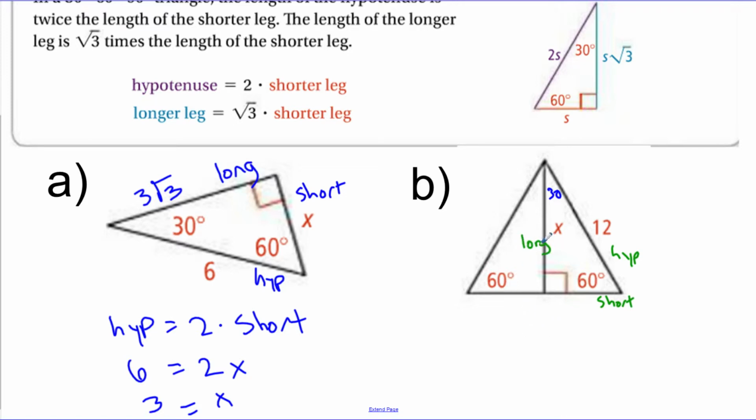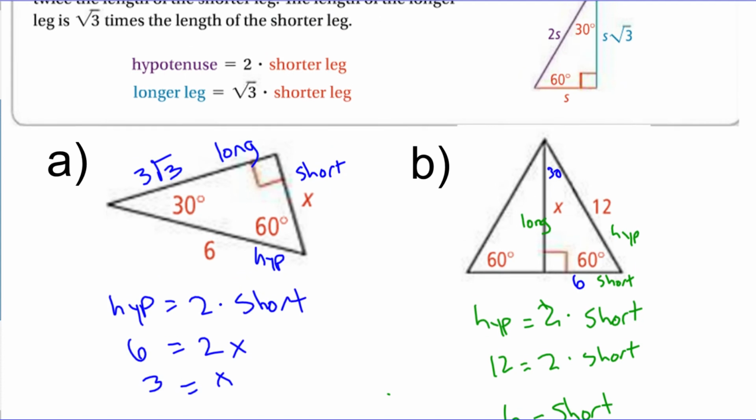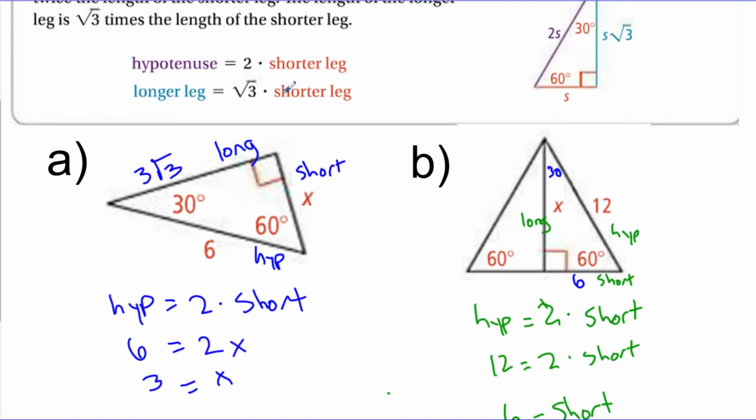I'm going to start with what I know. This is 12. My rule up here says if you know about the hypotenuse, you can find the short leg. So let's write that down. It's the same rule that says hypotenuse equals 2 times the short leg. I know the hypotenuse is 12, and that equals 2 times the short leg. If I divide both sides by 2, the short leg is going to be 6. So I'm going to fill that in here, that the short leg is 6. The reason I did that is because the long leg is related to the short leg.